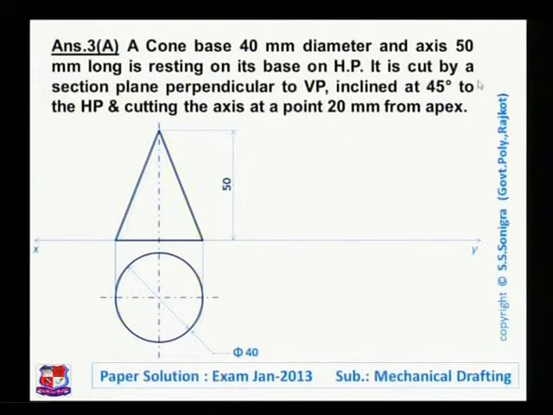Now it is given that it is cut by a cutting plane perpendicular to the vertical plane and inclined at 45 degrees to HP, and the cutting plane passes through the point which is at a distance of 20 mm from the apex point. So from the apex mark a point at a distance of 20 mm on this side. So this is the point through which the cutting plane is passing. From that point draw a line which makes an angle of 45 degrees with the XY line, and that is the cutting plane of the given situation.